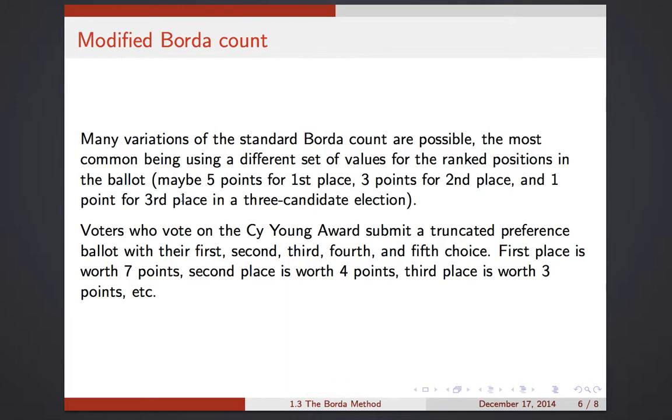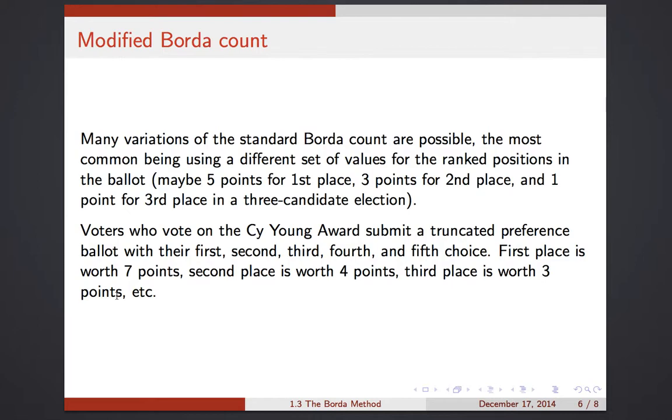And the Cy Young Award is an example of this. In the Cy Young Award, they submit a truncated preference ballot, just like with the Heisman, with first, second, third, fourth, and fifth choice. So your preference ballot has a list of 5 people on it. But instead of first place being worth 5 points, which is what it would be under normal Borda count, first place is now worth 7 points. Second place, though, is worth 4 points. That's what it would be under normal Borda. Third place is worth 3 points.